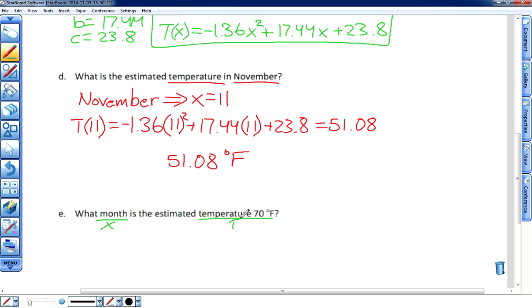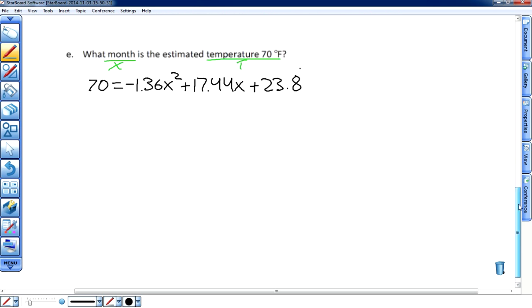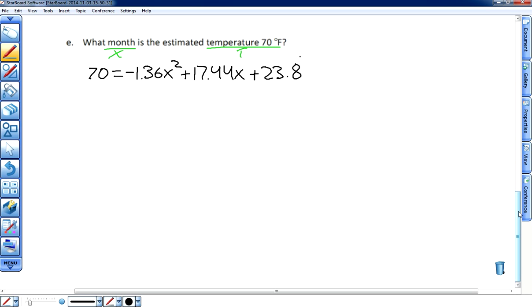So that gives us an equation that looks like 70 is equal to negative 1.36 times x squared plus 17.44 times x plus 23.8. So here's the equation that we're supposed to solve. Again, we have a quadratic that we're needing to solve. Because of the setup of the quadratic and the fact that the coefficients are decimals, the best way to approach this again is going to be the quadratic formula.